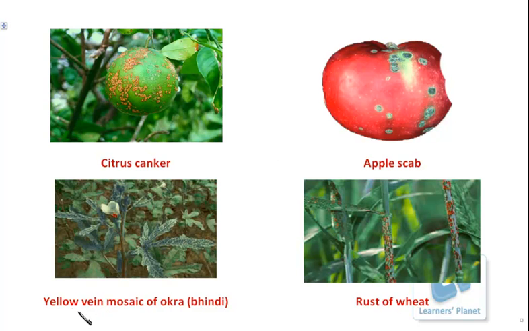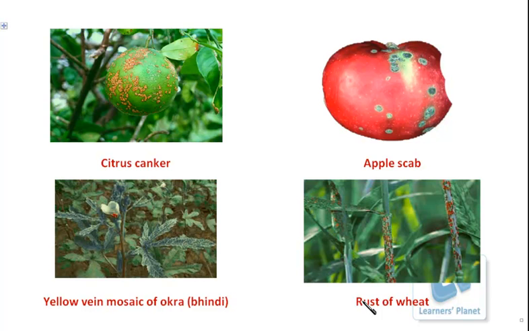Next is shown here the disease which is found in okra, that is lady's finger, or bhindi, you can call it in Hindi. This disease is yellow vein mosaic, which is caused by a virus. Right. Another one is the rust, which is shown in the wheat plants, and this rust of wheat is caused by a fungus. So you can see how different types of pathogenic organisms are attacking the plants. They are actually destroying the production as well as the quality of these crops, isn't it?